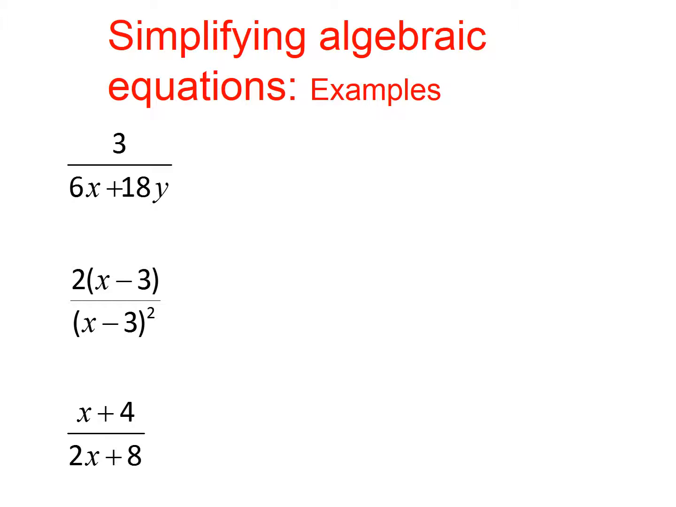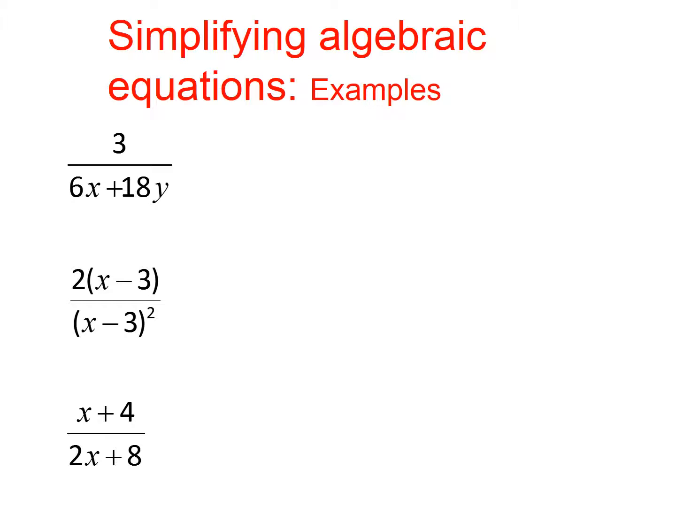Second one, in this case, the common factor doesn't have to be a number. It doesn't even have to be an algebraic variable. It could be a group of algebraic things. So in this case, basically x minus 3 appears in this equation. The top can be divided by x minus 3, because this is basically 2 times x minus 3. So if we divided that by x minus 3, we would just get 2.